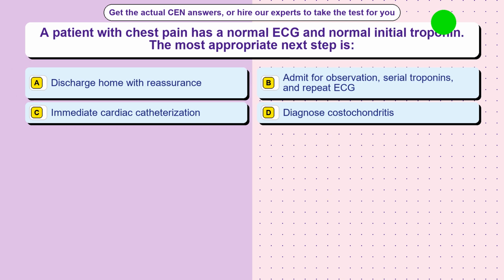Question 66. A patient with chest pain has a normal ECG and normal initial troponin. The most appropriate next step is: Option A, discharge home with reassurance. Option B, admit for observation, serial troponins, and repeat ECG. Option C, immediate cardiac catheterization. Option D, diagnose costochondritis.